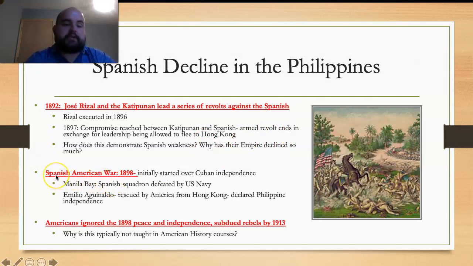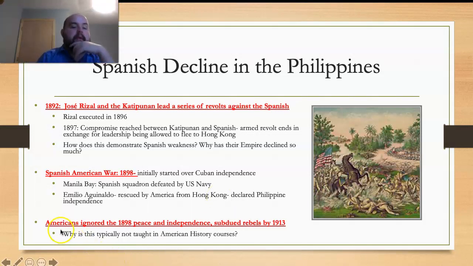For example, the Spanish and Americans did go to war in 1898, initially as a result of Cuban independence movements. The United States officially wanted to support Cuban independence, while the Spanish wanted to preserve this colony. This led to also war in the Philippines. For example, in Manila Bay, a Spanish squadron was defeated by the U.S. Navy, and Emilio Aguinaldo was eventually rescued by America from Hong Kong, and officially came to the Philippines and declared it independent.